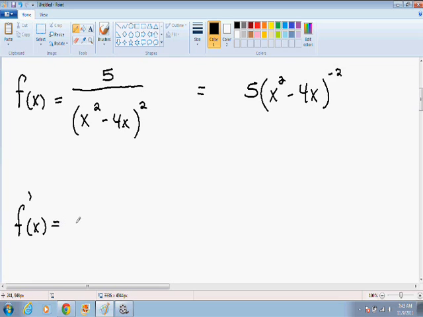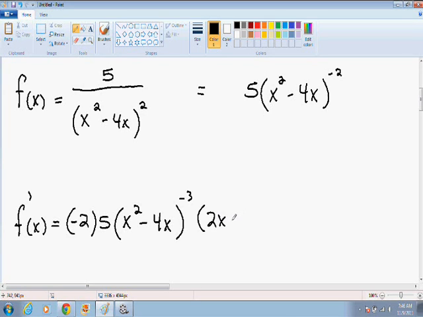First, you want to take the negative 2 exponent to the front, multiply it by the 5. The parentheses stays the same. The negative 2 exponent is subtracted by 1, so it becomes negative 3. And finally, we multiply by the derivative of the inside of the parentheses. So the derivative of x squared is just 2x, and the derivative of negative 4x is just minus 4.